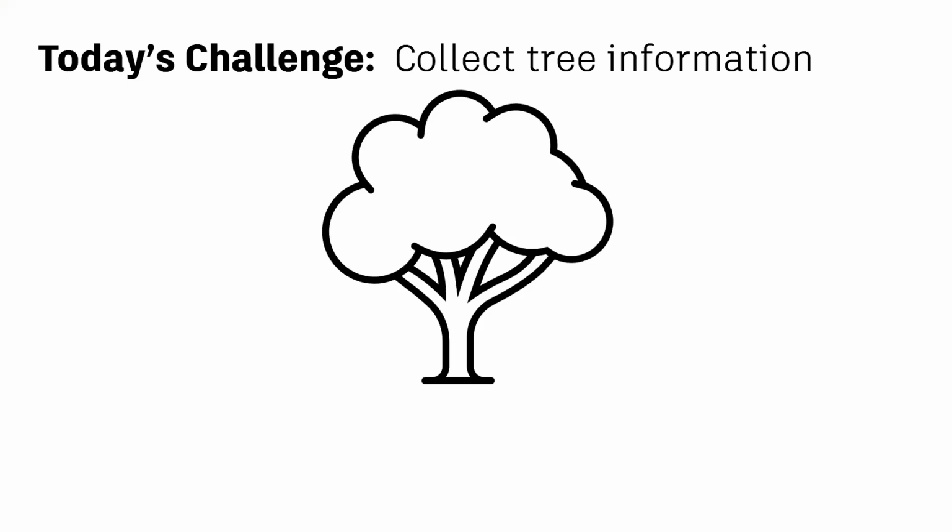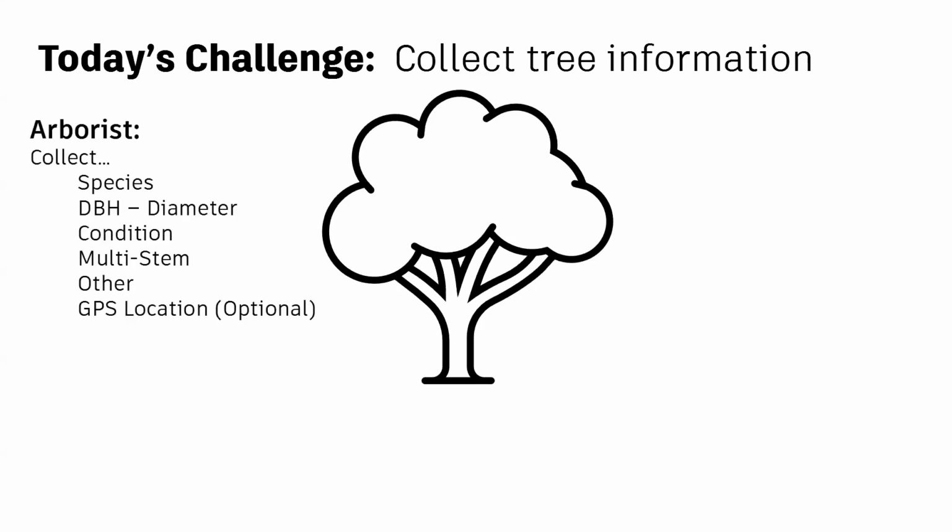To do that, they are going to send out an arborist. That arborist is going to collect the specific information about the tree, namely the species, the diameter, the condition, and whether or not it's multi-stem. The arborist may also be collecting a GPS location while they're out there. And then when they leave, they're going to place a tag on the tree that has the tree ID that will correspond with the information that they've collected.